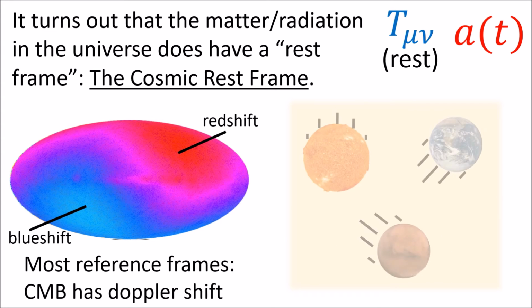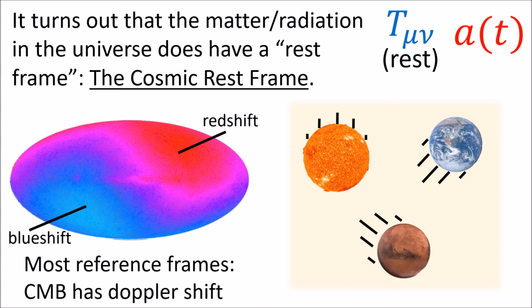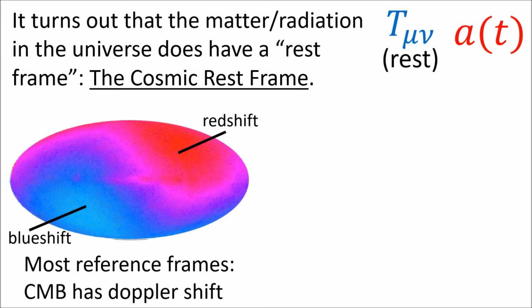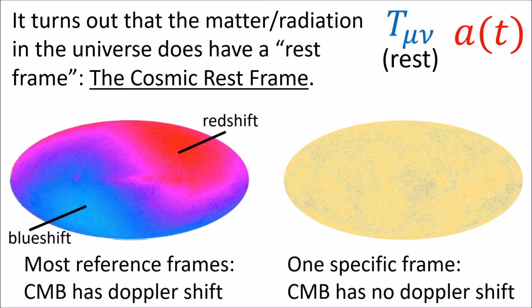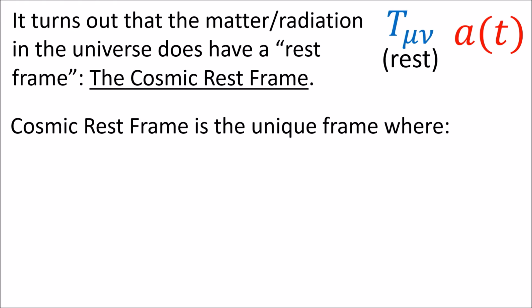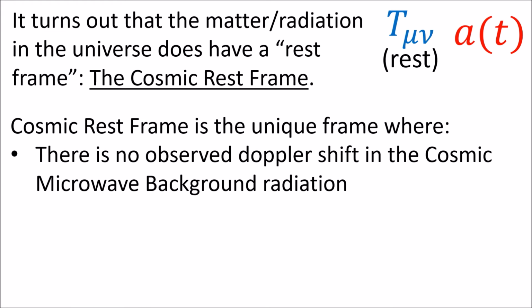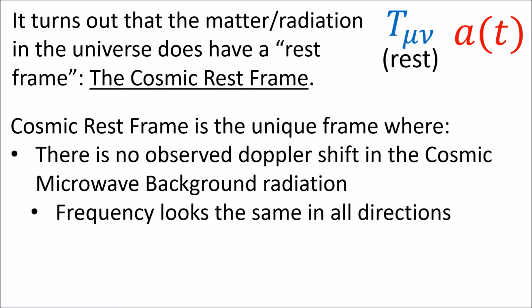Now, most frames of reference for all these stars and planets in the universe will have the CMB radiation Doppler shifted along one direction or another. But there is one specific frame where the CMB radiation has no Doppler shift. The frame of reference where this happens is called the cosmic rest frame. The cosmic rest frame is the unique frame of reference where there is no observed Doppler shift in the CMB radiation, and the CMB radiation's frequencies look the same in all directions.